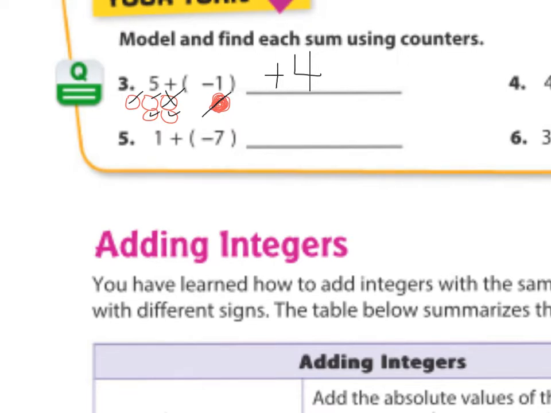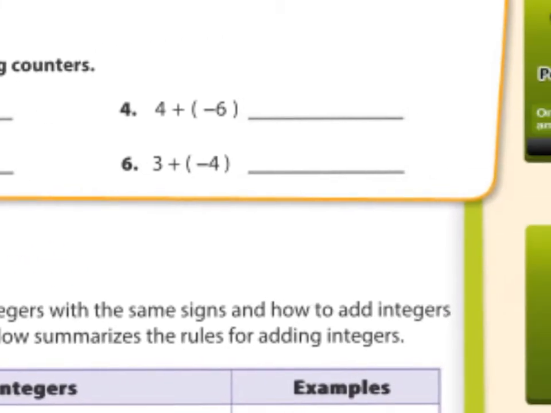So let's go to number 4. Okay, here we have 4 positives, and we have 6 negatives. So which one do we have more of? We have more positives or do we have more negatives? Well, this time we have more negatives, so our answer is going to be negative. And let's see how many more negatives we have.